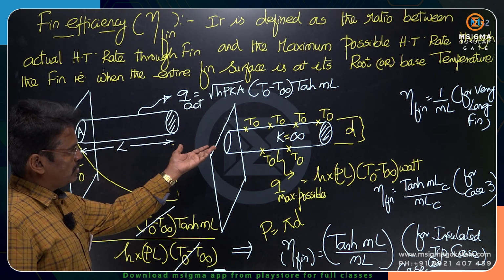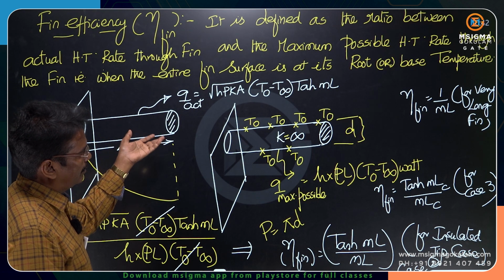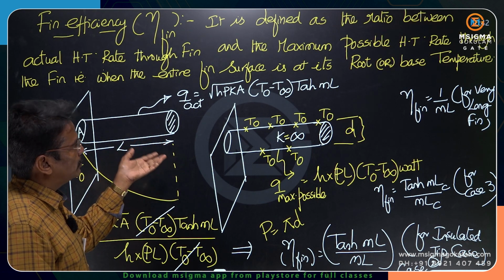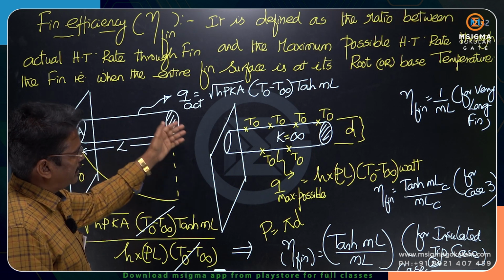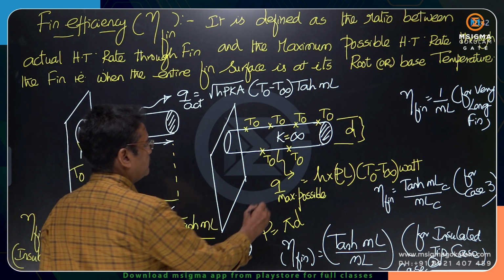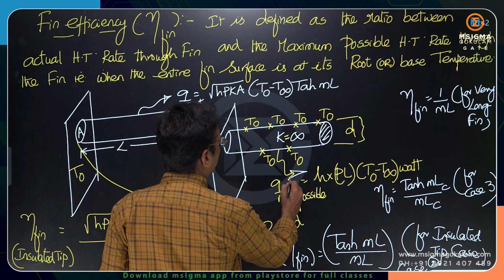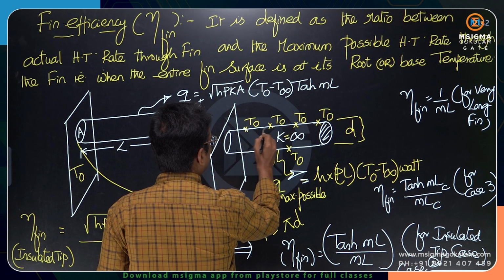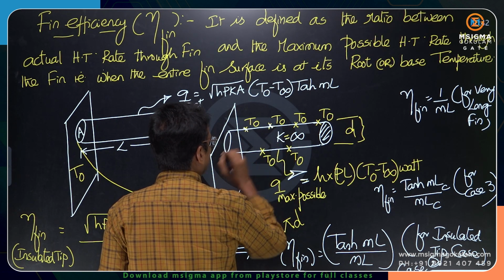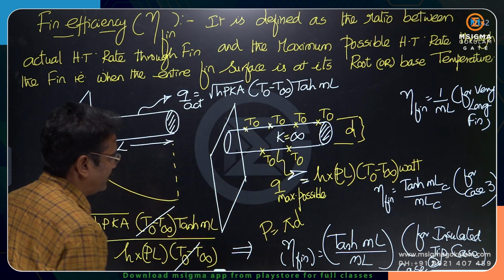This question was once asked in GATE also, recent GATE. So, fin efficiency, we should understand what is actually happening from the fin divided by what could be the maximum possible that could happen from the fin. That is when the entire fin should be at the base temperature T0. That is when the material of the fin has got infinite thermal conductivity.